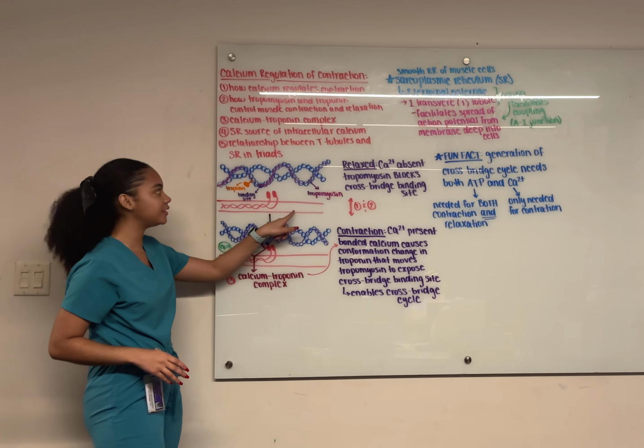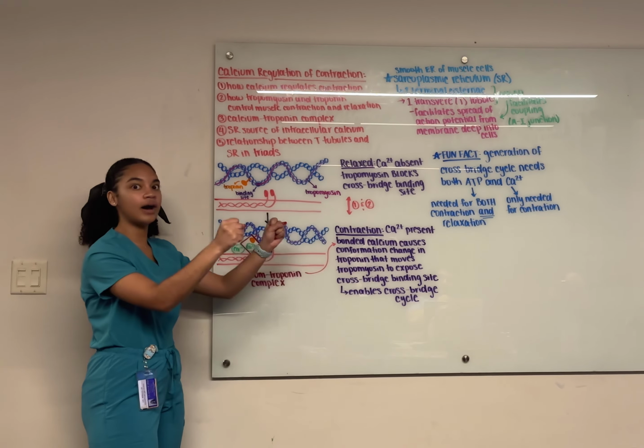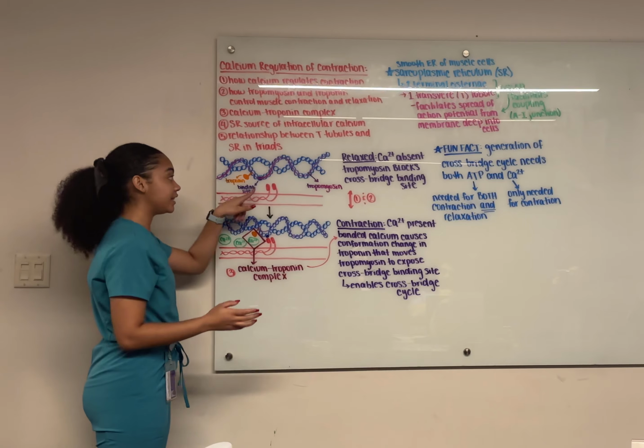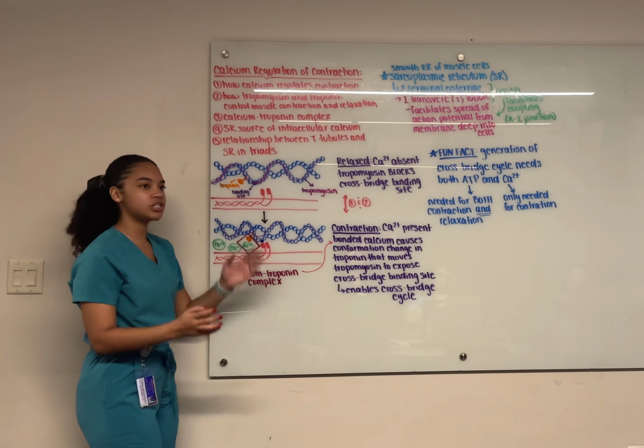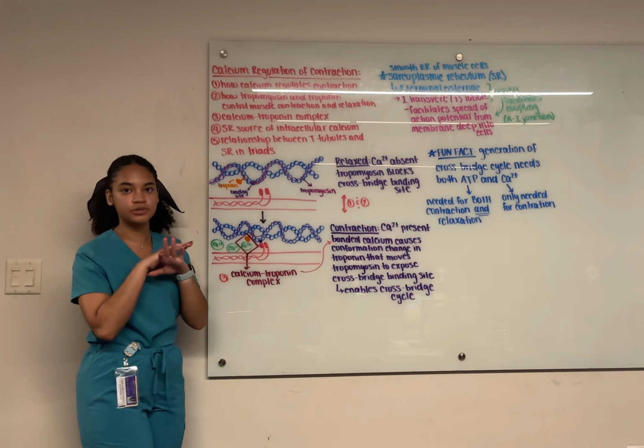Remember, this is myosin filament and this is actin. And we're talking about when myosin is going to pull actin onto itself. So when tropomyosin is blocking that active site, this cross bridge can't happen. It can't bind and it's not going to contract your muscle. So our muscles are relaxed.